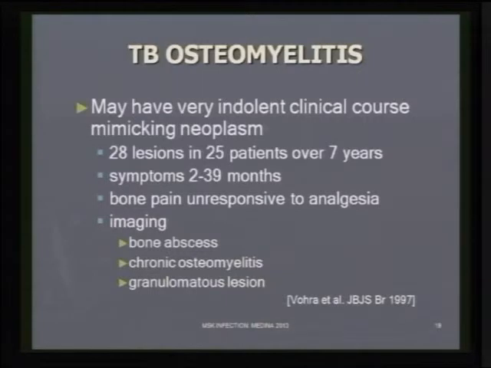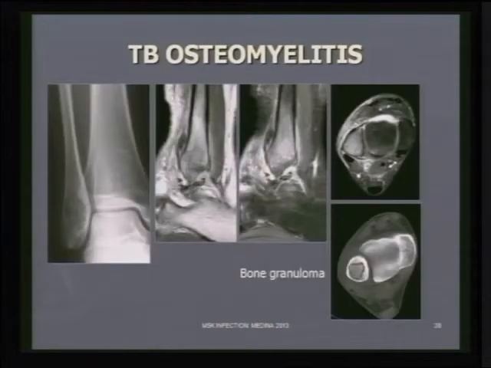As far as TB osteomyelitis is concerned, three patterns of abnormality were demonstrated on the imaging in their cases: a classical bone abscess, as we've already described; the features of chronic osteomyelitis, which I think you're all aware of; and then the granulomatous lesion, which I think is a very unusual and rare presentation in my own experience. This is just an example of a TB granuloma within bone.